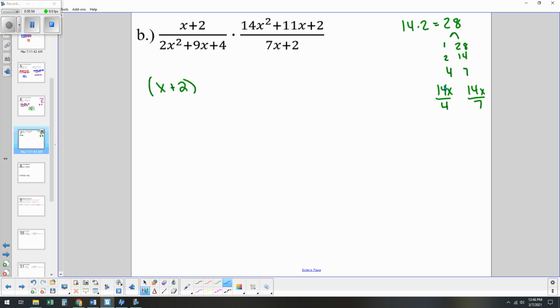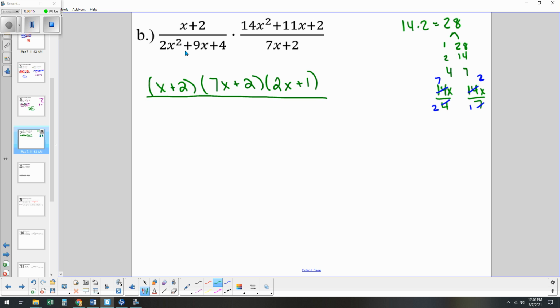These both cancel now. This divides by 2, and this divides by 7. So that means this is going to be 7x plus 2, and this is going to be 2x plus 1.